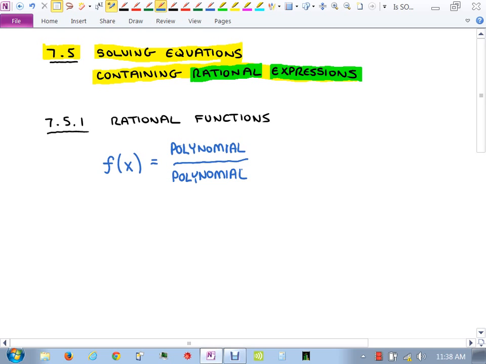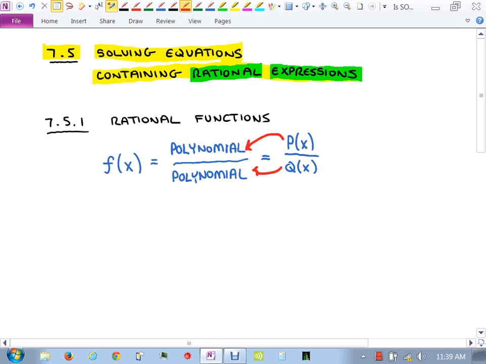Now you have to know what a polynomial is in order to understand what that means, which we'll talk about in just a second. Now the book won't write polynomial over polynomial. They'll put P of x over Q of x. But each one of those things, the P and the Q, are just polynomials. Now, does anyone remember, or can anyone tell me what a polynomial is, or give me an example of a polynomial?